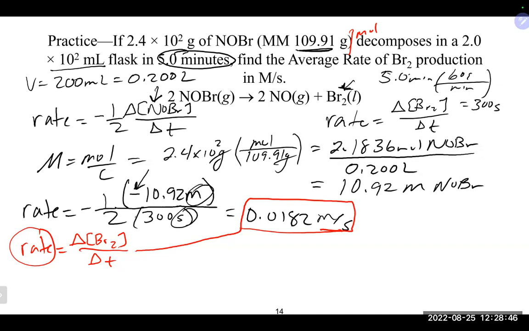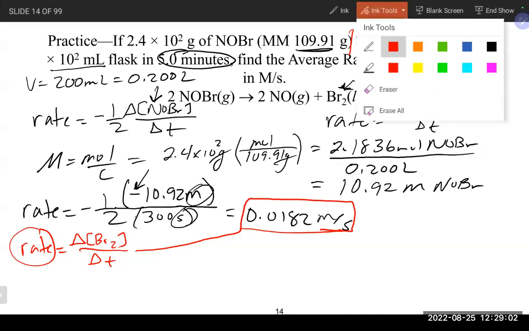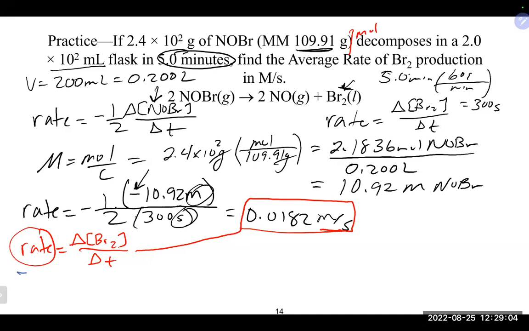Question on any part of that there? Now, as we did it here with 1 over the coefficients, it does take into account the stoichiometry and does the kinetics part of it all together. Just to show you, if you wanted to treat it more like a stoichiometry problem first, and then go into the kinetics, you could.